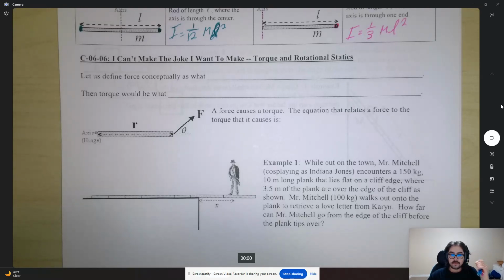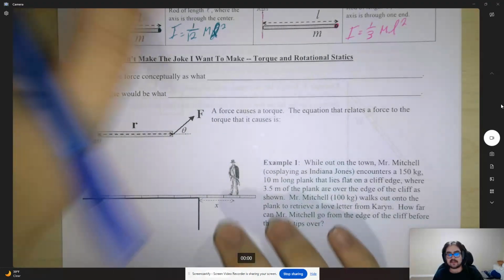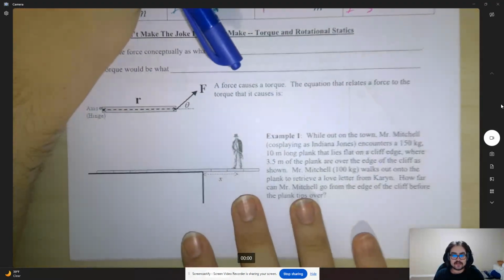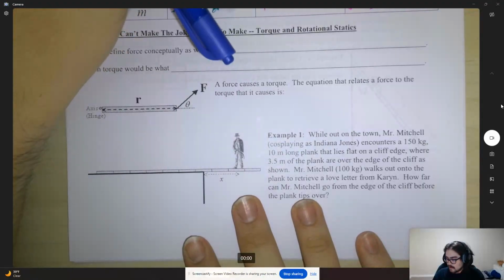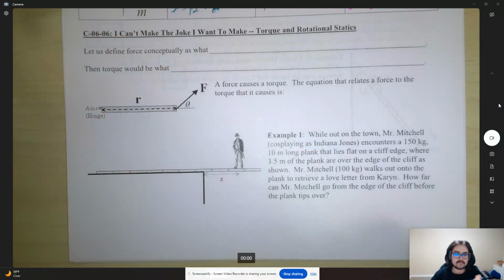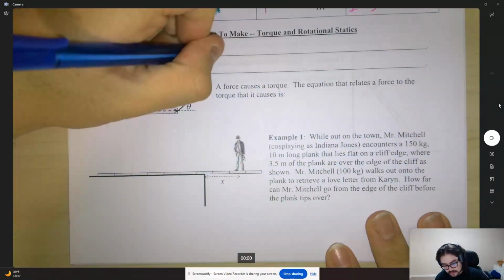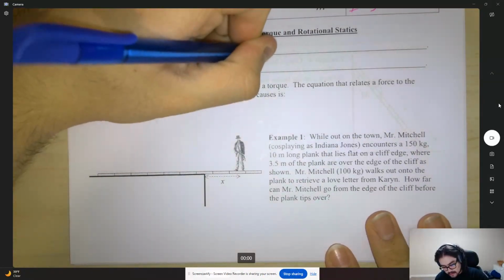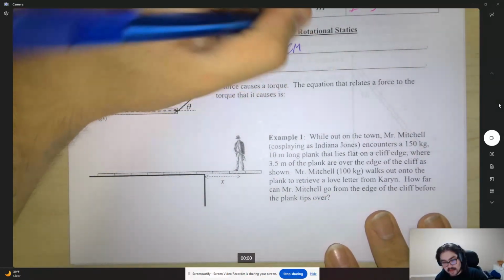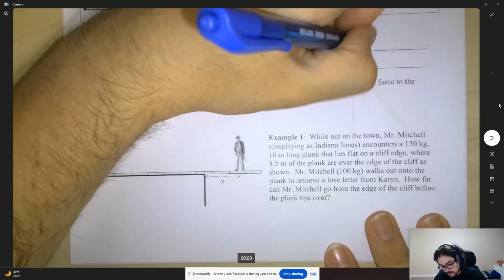All right. We're going to pick back up talking about torque and rotational statics for my Physics C kids. I just finished recording some Physics 1 videos, so I'm kind of excited to get back to some hardcore physics. Okay, we're talking about rotational statics and torque. So let's first define force conceptually as what causes an object's center of mass, or cm, to change translational motion.